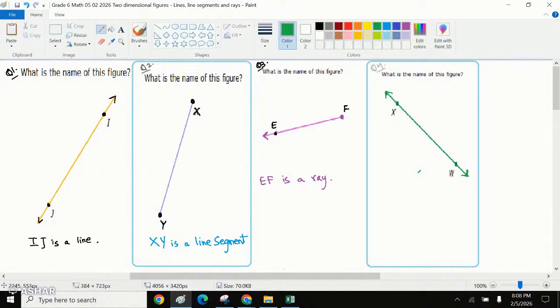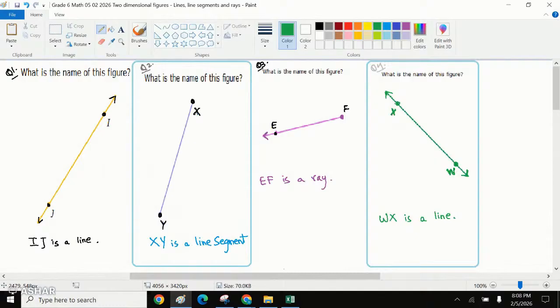Why is it a line and not a ray? Because a line can be extended indefinitely, right? So there is no starting point for a line. If I asked you to move in a line, that means you can move as much as you want in either direction, but you'll still be moving on the line, right? But if I tell you to move on a line segment, that means from this point to that point. So we can say WX is a line.